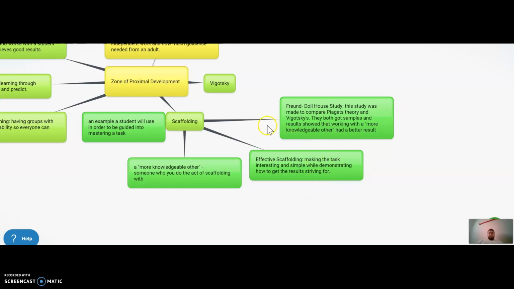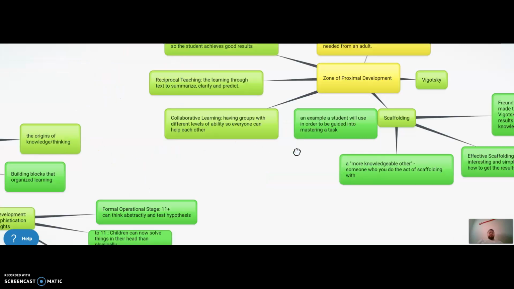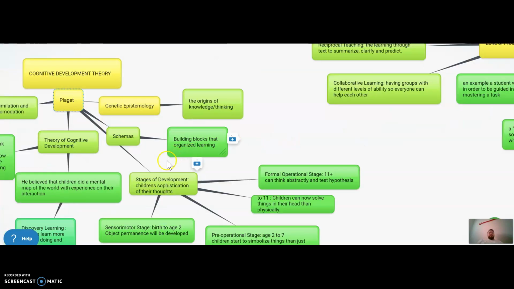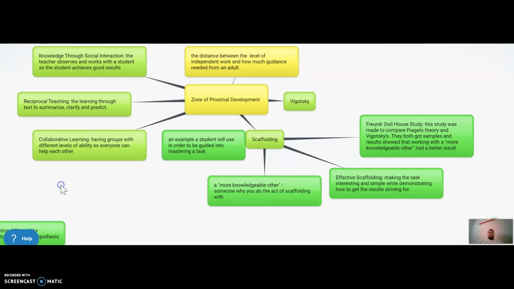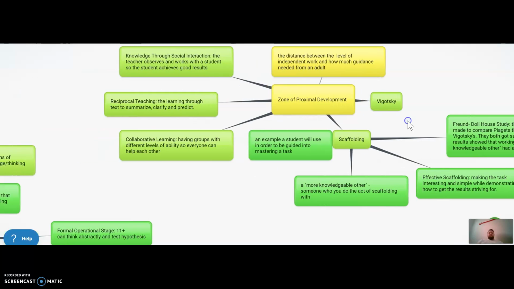And for this, they did a study of the dollhouse. This study was made to compare Piaget's theory and Vygotsky's. They both got samples, and results showed that working with a more knowledgeable other had a better result. Then, going back to Piaget's, saying that a kid doing it by itself will learn more. So this comparison showed that the zone of proximal development is more successful than the cognitive development of Piaget's.